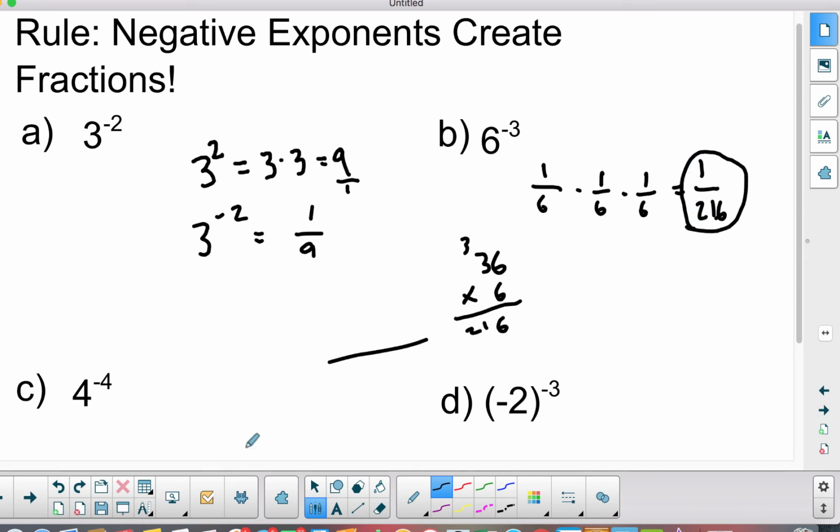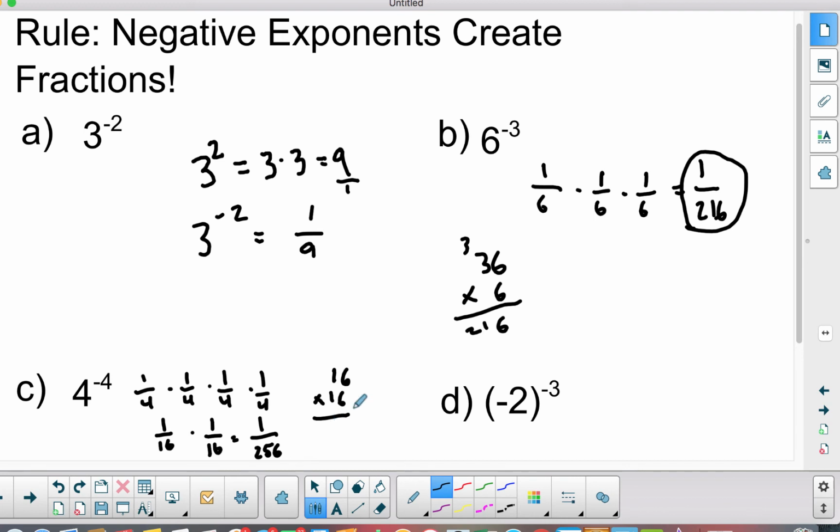4 to the negative fourth, this will be 1/4 times 1/4 times 1/4 times 1/4 again. And for this one, I know 1/4 times 1/4, just these two, is going to equal 1/16. And same with these two right here, that'll equal 1/16. So if I just multiply that, let's see, the numerator is still going to be 1. 16 times 16 is 256. I happen to have that memorized because I'm crazy like that. But 16 times 16, you'd probably want to do that out and get yourself 256 that way.